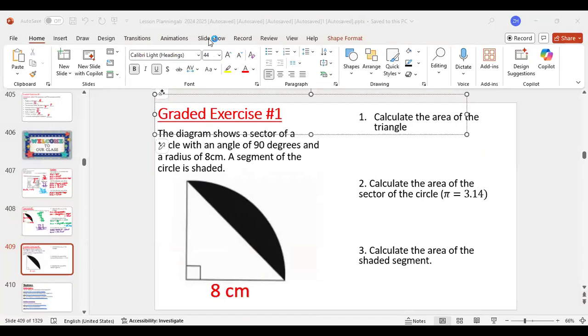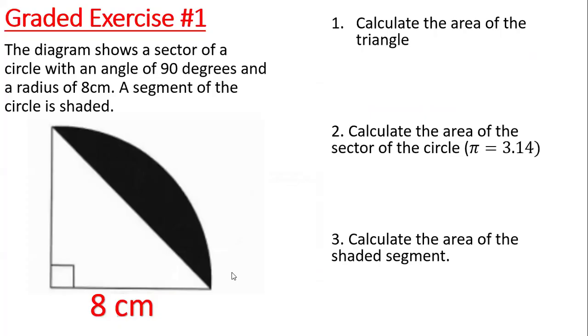All right, go ahead, Garrett, read the question for me, please. The diagram shows a sector of a circle with an angle of 90 degrees and a radius of 8 centimeters. A segment of the circle is shaded. Number 1, calculate the area of the triangle. Number 2, calculate the area of the sector of the circle, and pi is 3.14. And calculate the area of the shaded segment. Very good.